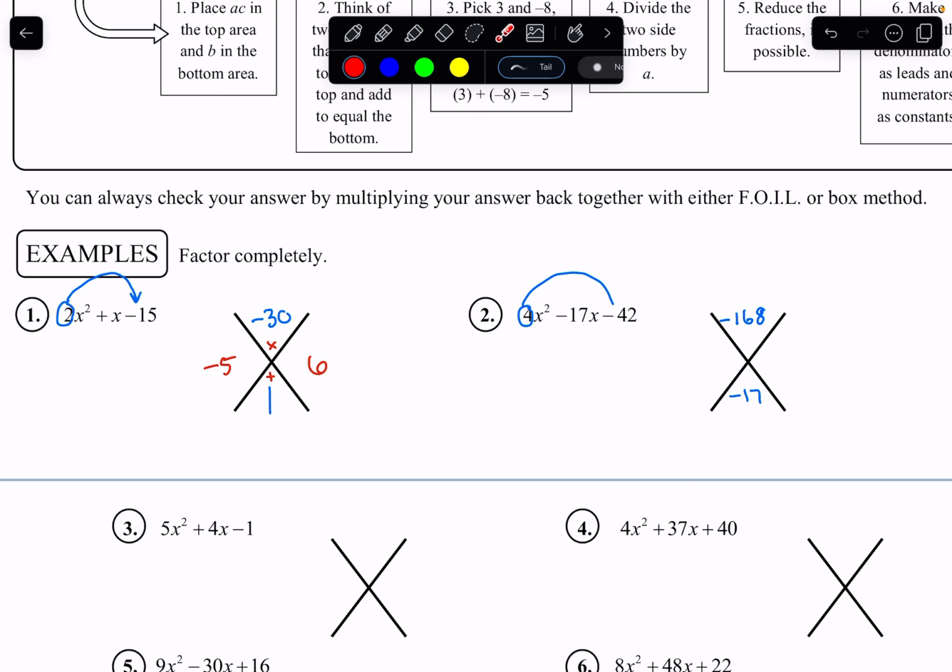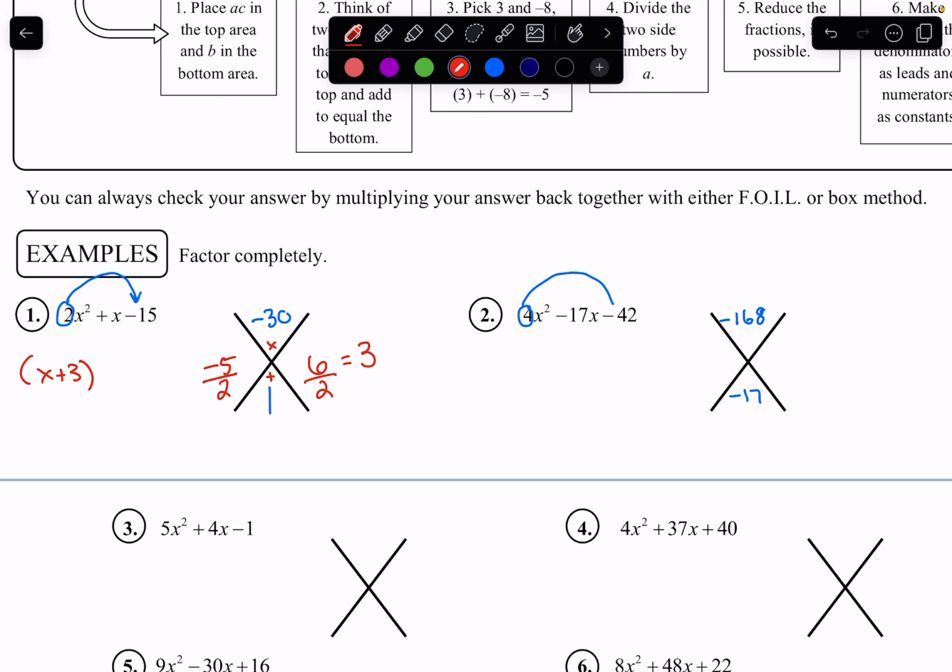So before I write my answer, I need to undo that little bit of a cheat that I did. I multiplied by 2. Now I've got to divide by 2. So what I divide by 2 are both of these numbers, okay? Now when I do that, usually one of them will come out to be a nice number, right? 6 divided by 2 is 3. That's wonderful. That's a beautiful number. That's going to go in my first parenthesis.